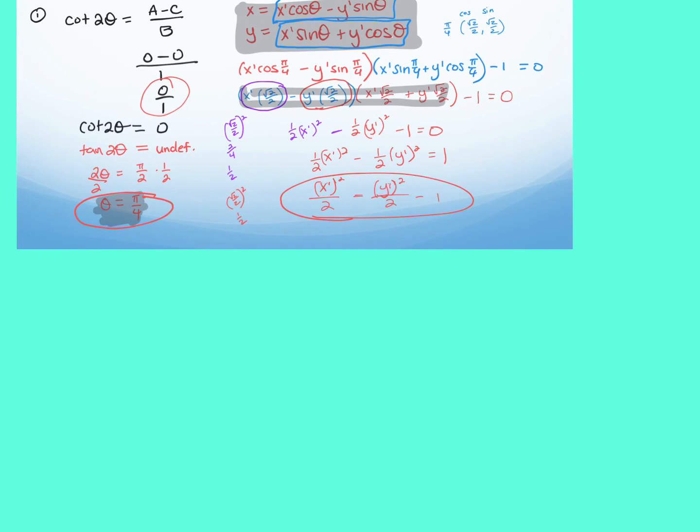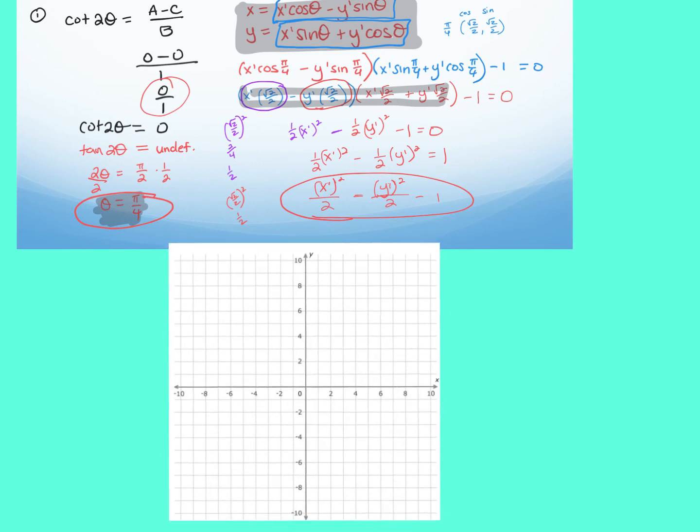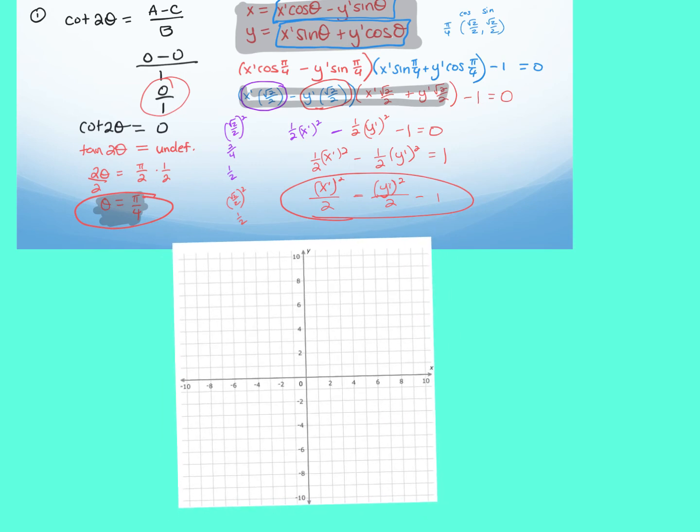So I'm going to pull in a coordinate grid. Oh, so that's what you meant by XP in the beginning. Yeah, so in WebAssign, those little apostrophes are actually going to be P's. So when you type that answer in, and I think I gave you a multiple choice question where you have to match them, but then you have to do one where you write xp squared over 2 minus yp squared over 2 equals 1. That's how you'll type it in. I think I gave you one like that just so you can practice it.